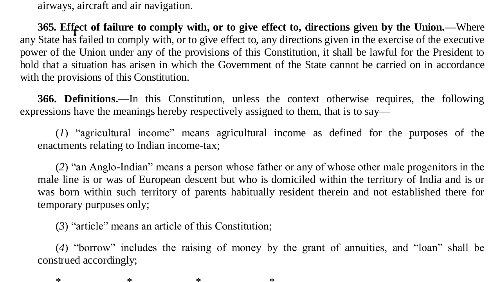Article 365, effect of failure to comply with or to give effect to directions given by the Union. Where any state has failed to comply with or to give effect to any direction given in the exercise of the executive power of the Union under any of the provisions of this Constitution, it shall be lawful for the President to hold that a situation has arisen in which the government of the state cannot be carried on in accordance with the provisions of this Constitution.